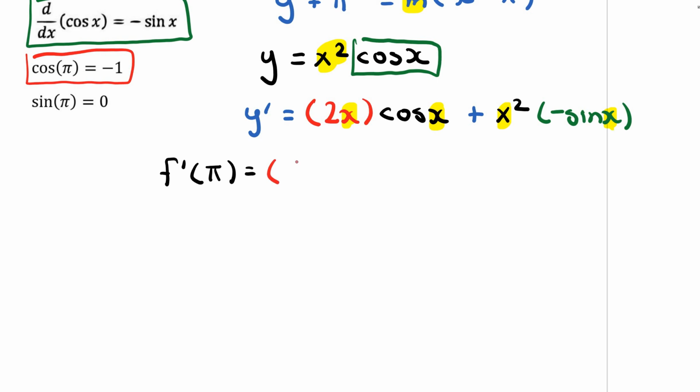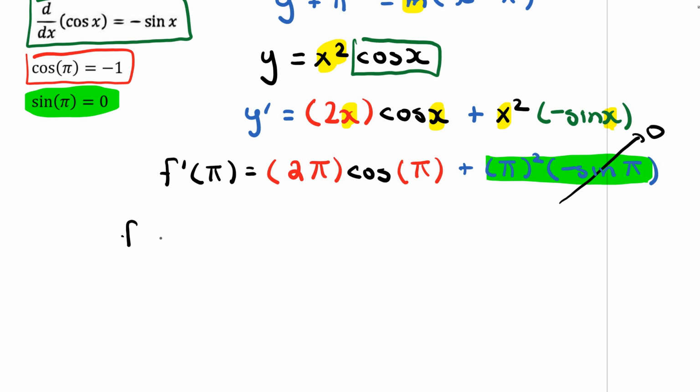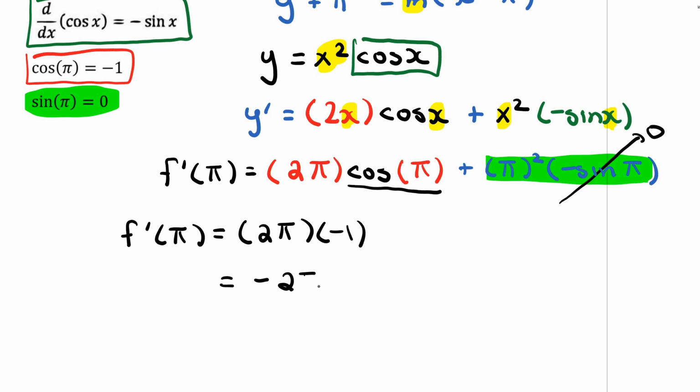So this will be 2 times pi times cos of pi, and then I have a plus, I guess, pi squared times negative sine pi. Okay, and using this factor right here, we know that sine of pi is 0, so all of this will just go to 0. Okay, so now we have f prime of pi equals 2 pi times cos of pi, and we know that cos of pi is equal to negative 1, so my derivative value will be negative 2 pi.